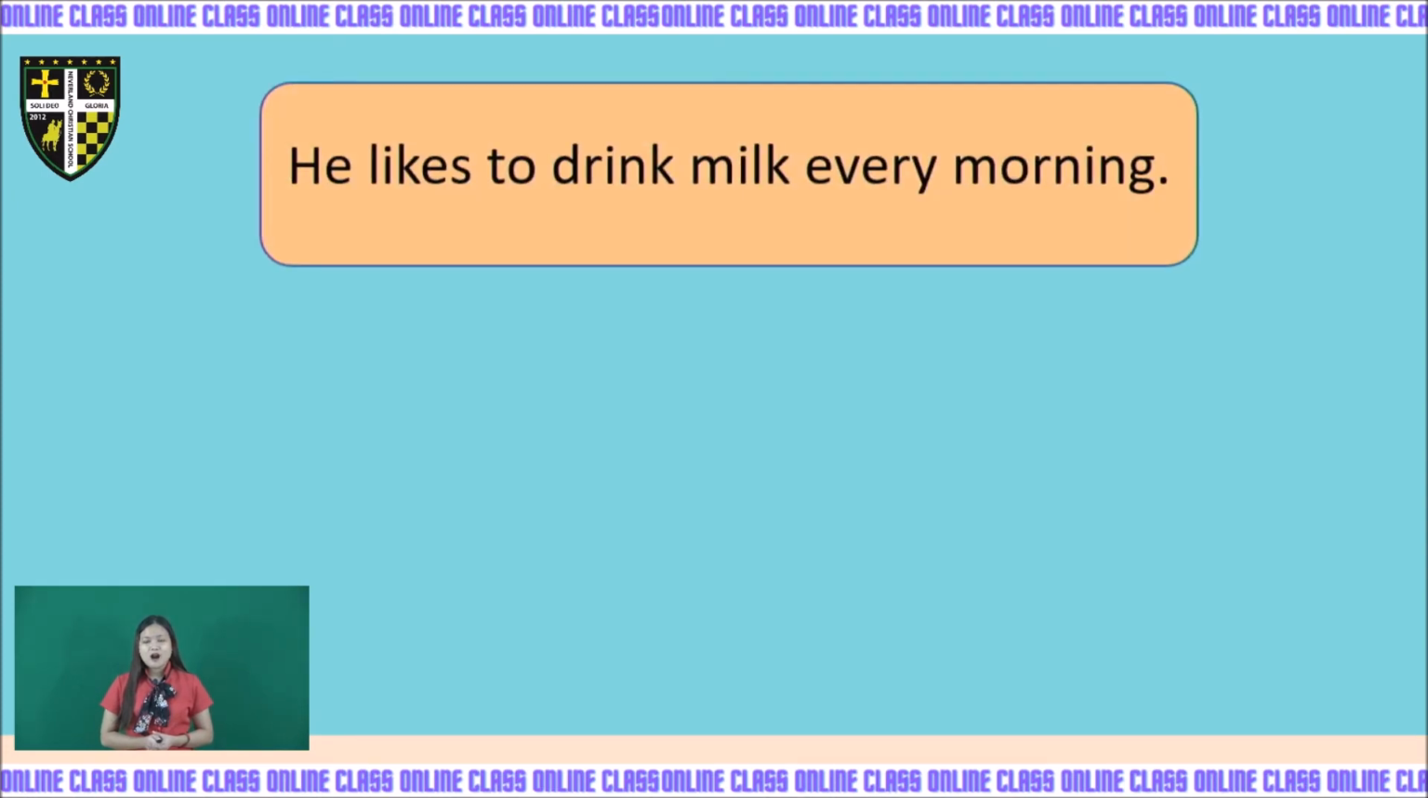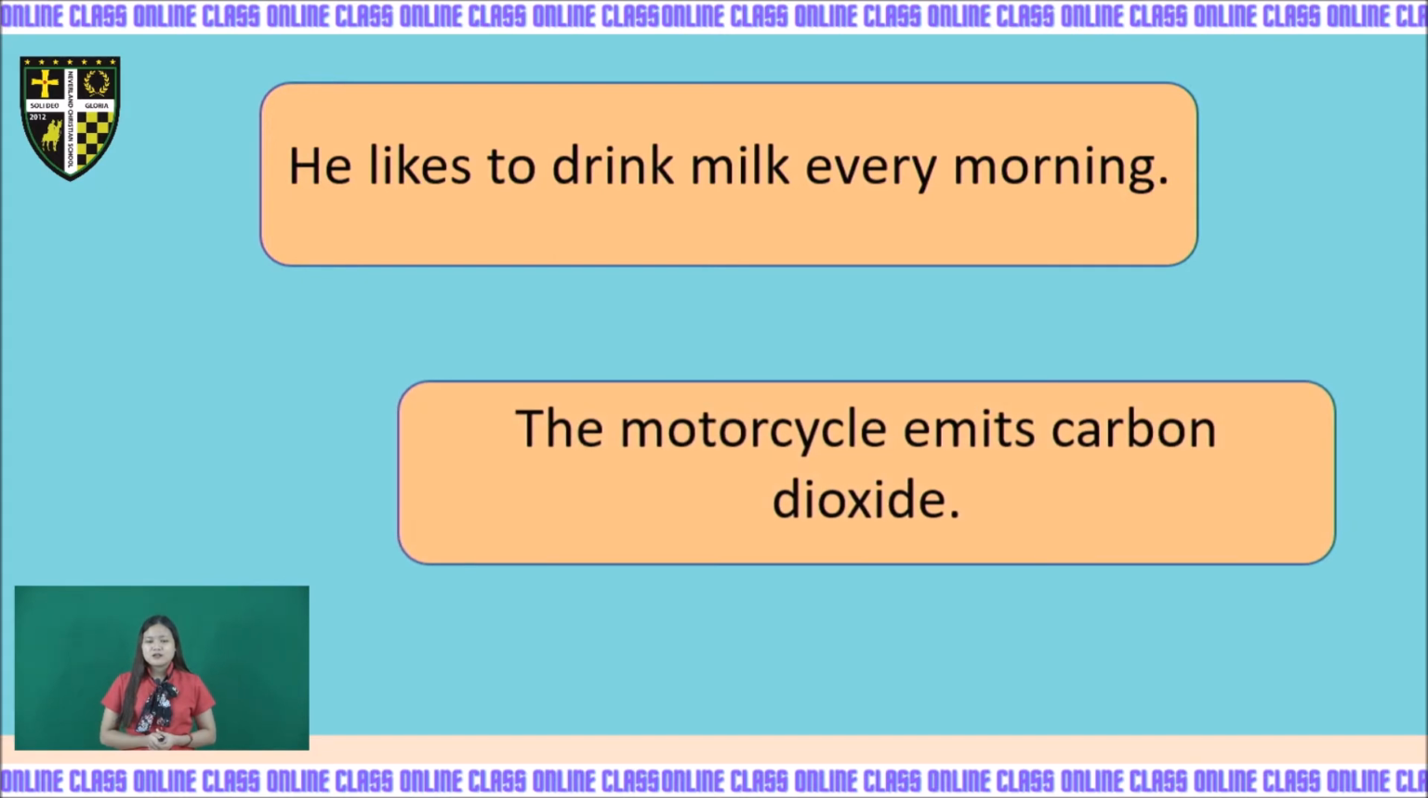So here are examples using sentences. He likes to drink milk every morning. Milk is an example of mass nouns. Next, we have the motorcycle emits carbon dioxide. Again, the motorcycle emits carbon dioxide. Carbon dioxide is an example of mass nouns. Next one.